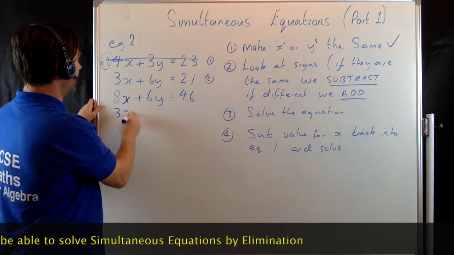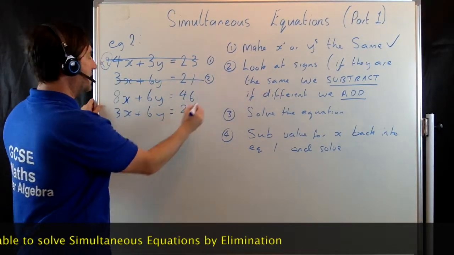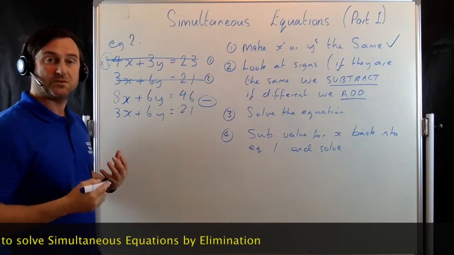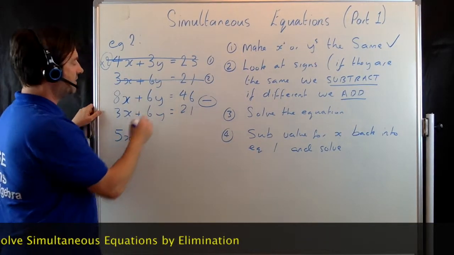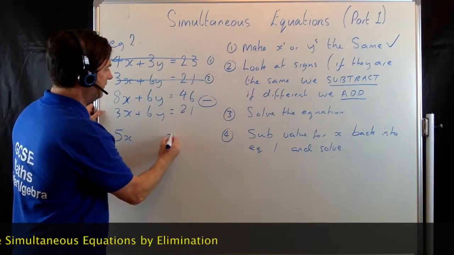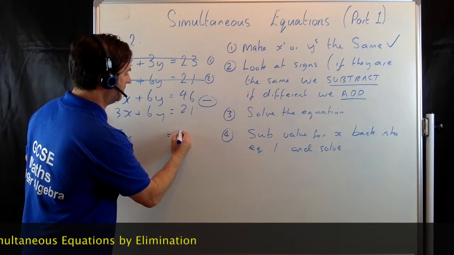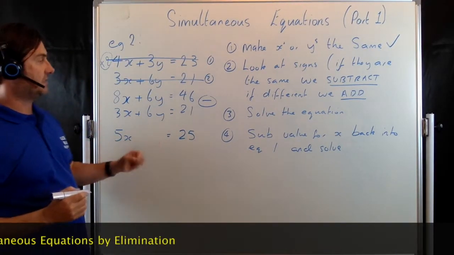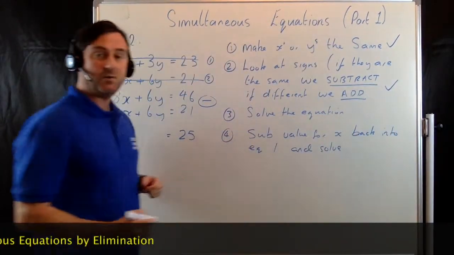So write 3x plus 6y equals 21 underneath. And this time, I'm going to take this one away from this one to leave me with positive answers. So 8x take 3x gives me 5x. 6y take away 6y is nothing, they disappear. And then 46 take away 21 leaves me with 25, sorry. So now I've got 5x equals 25. I've done step 2. Step 3, solve the equation.